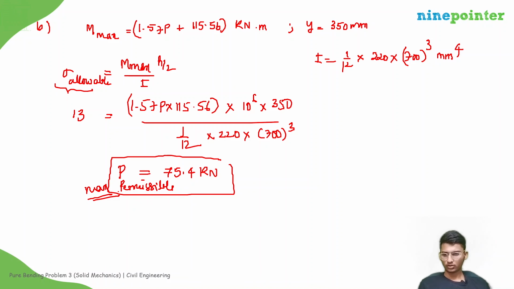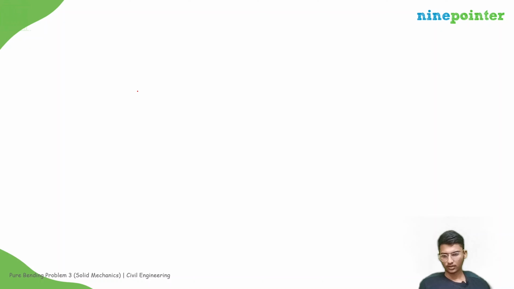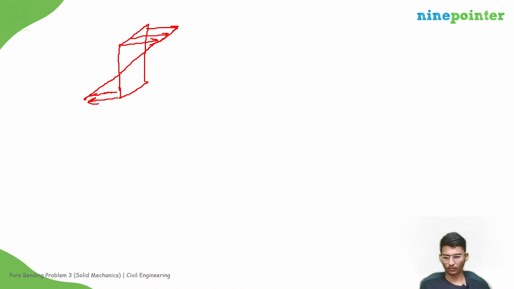Understood? So before ending today's lecture, let us discuss one concept. See, in a given cross section, in case of bending, some portion will undergo tensile stress and some portion will undergo compressive stress. So suppose this is undergoing tensile stress and a straight line if we draw, this will undergo compressive stress, right? So this is compressive stress and this is tensile stress.